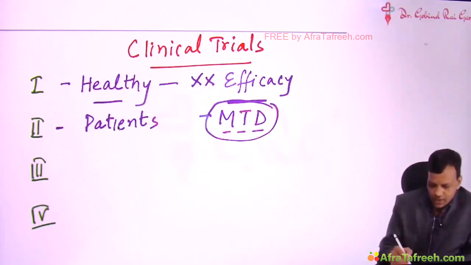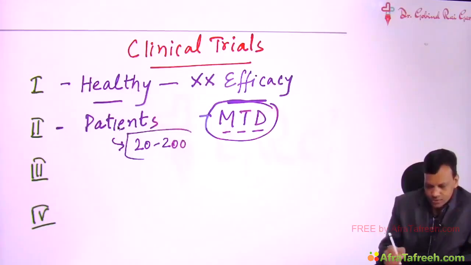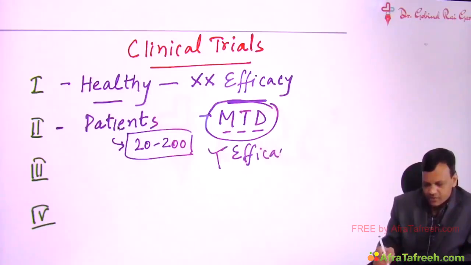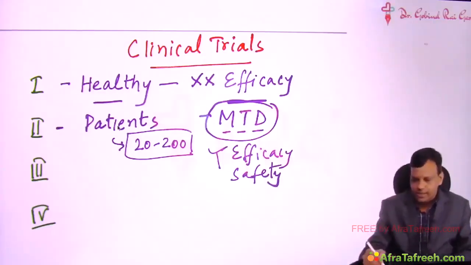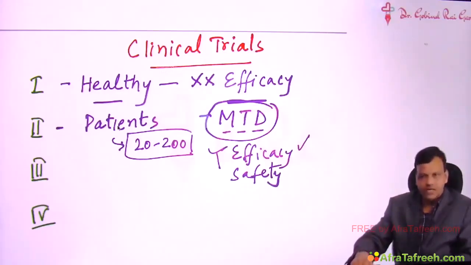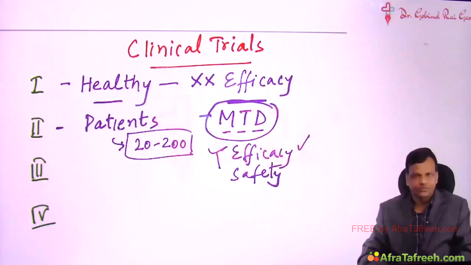So here we will give the drug to a small number of patients, usually 20 to 200 patients. And after giving the drug, we will test for efficacy and safety of it, whether the drug is effective or the drug is safe. The prime aim of phase 2 clinical trial is to know the efficacy, and side by side we will note the safety also.